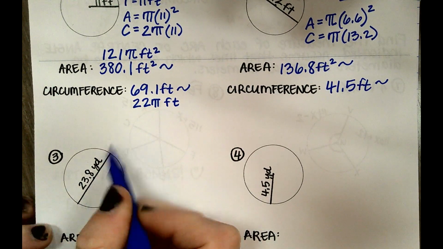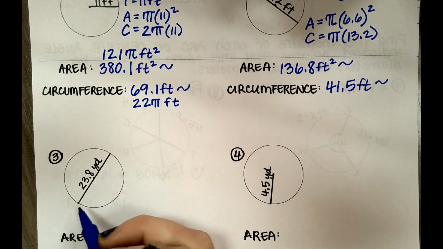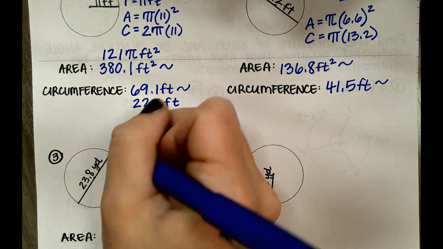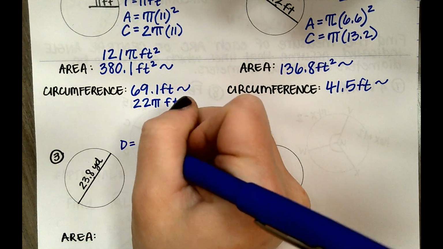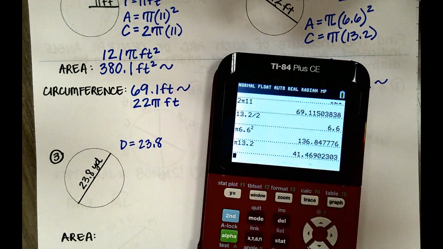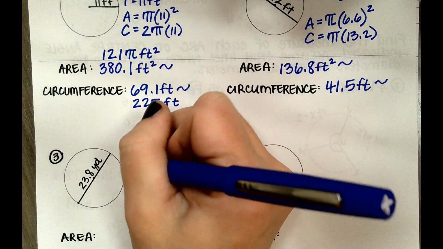So for number 3, now I have 23.8 yards as my measurement. Is this a diameter or a radius? That's a diameter. Yes. So we just take that divided by 2. And then you're correct. The radius will be 11.9.